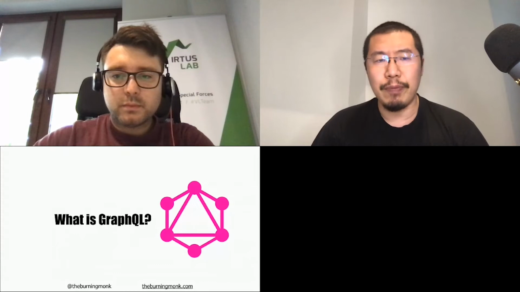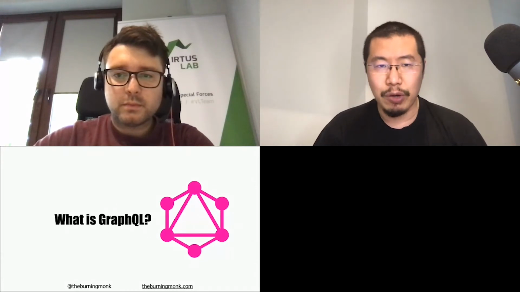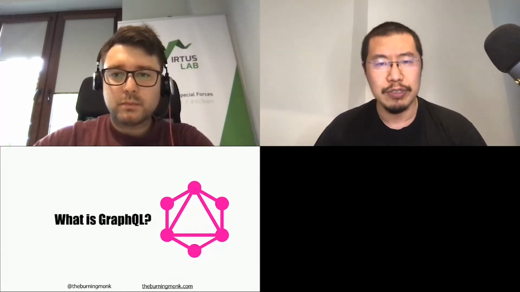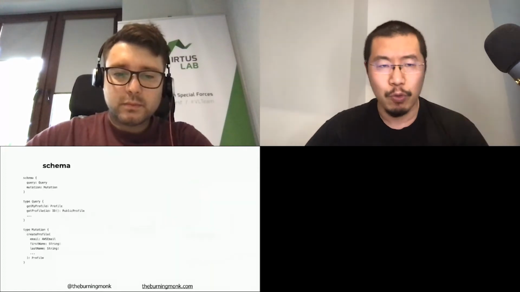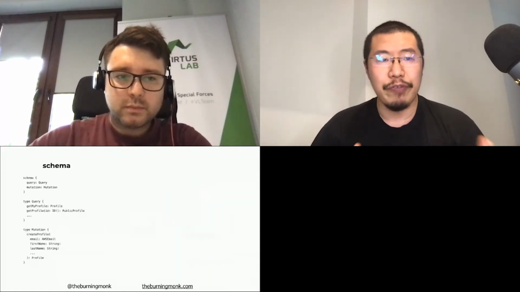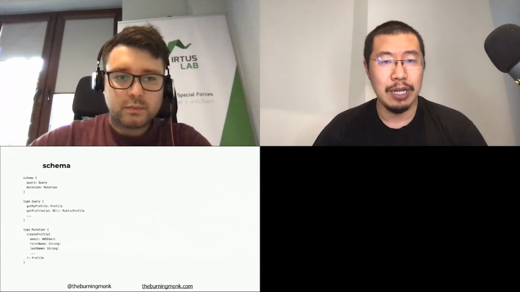So I'm sure most of you by now have heard about GraphQL already. So I'm not going to take too much of your time to explain what GraphQL is. Basically, GraphQL has a schema language that lets you define the data types and operations that you support, including queries for fetching data and mutations for mutating them.